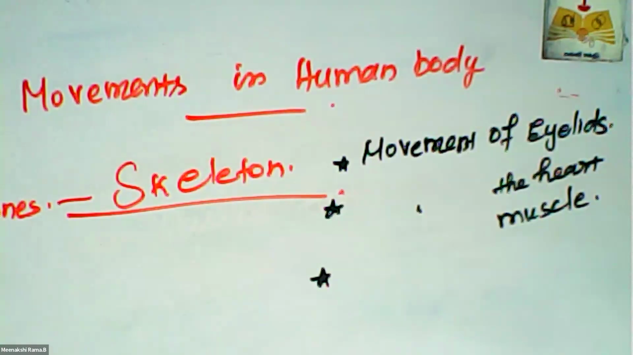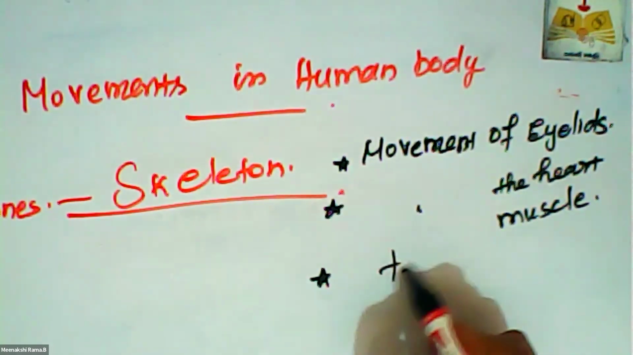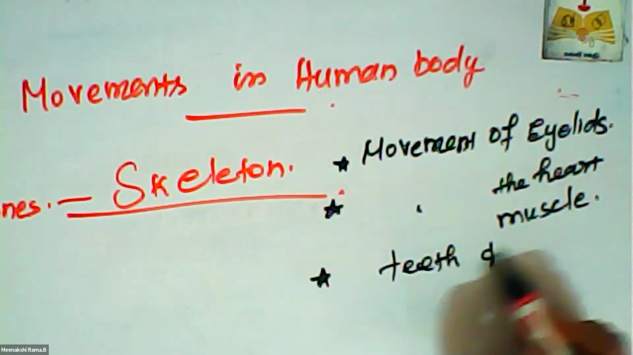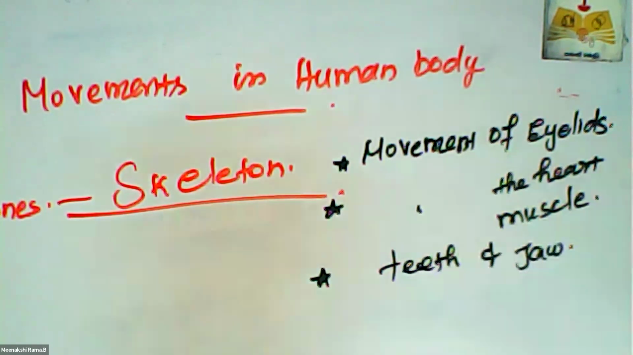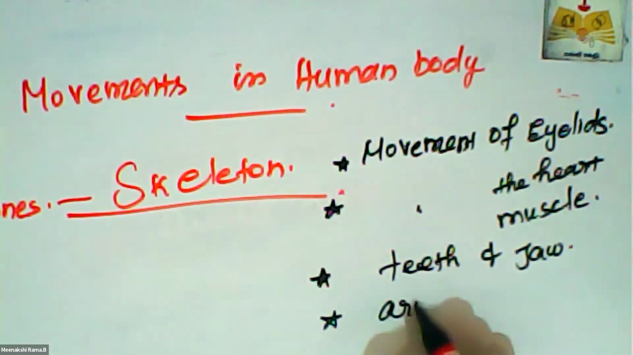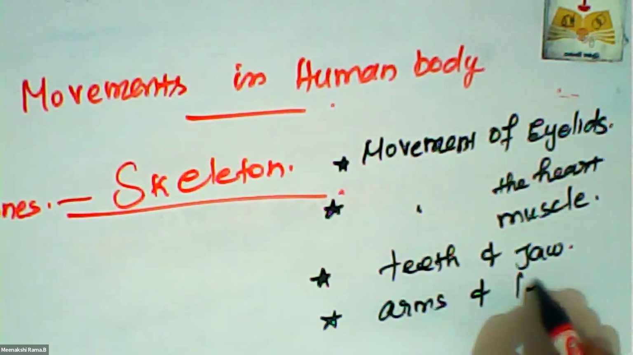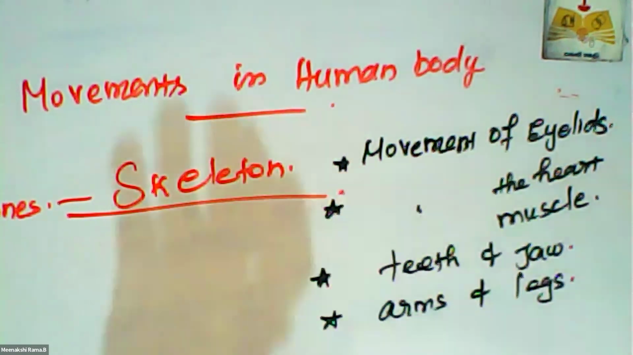And then movement of teeth and jaw. Yes, I am speaking, so my teeth and jaw are always moving, an up and down action. And the next one is movement of arms and legs. Yes, I am writing, so my arms are working. I am walking, so my legs are moving. And then movement of head.